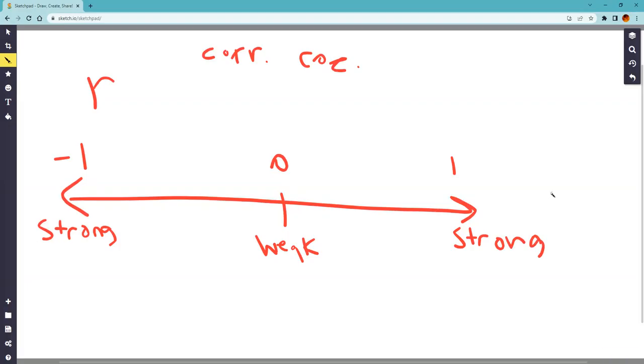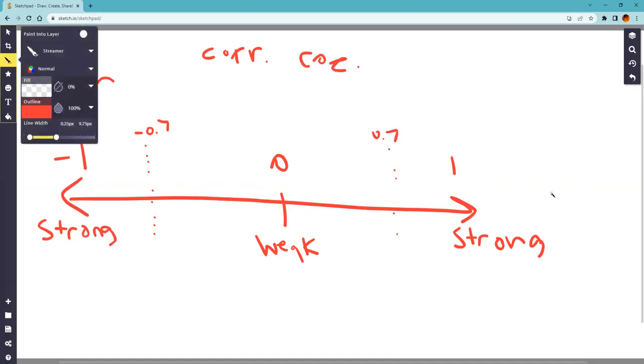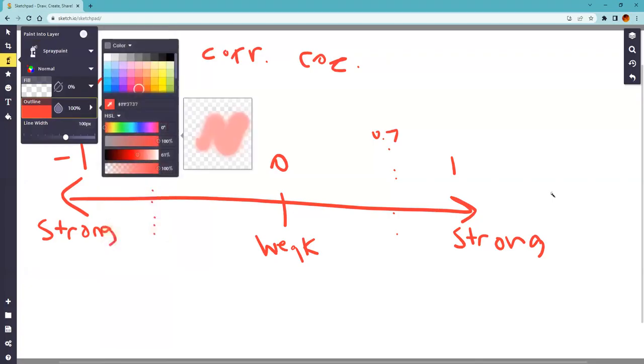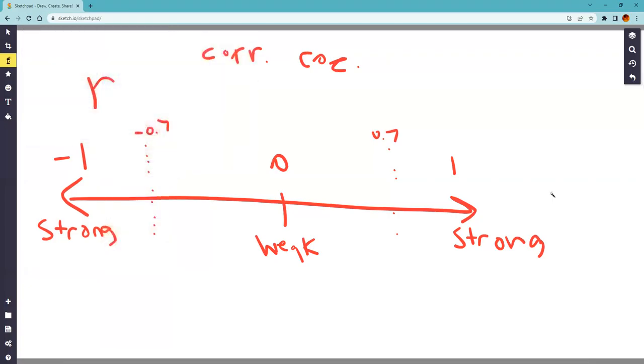We can mostly say that from 0.7 or -0.7 to, in this range, see, is there some kind of highlighter thing? I don't know, spray paint, maybe that would work. So in this range right here, pretty much, I don't know, that's kind of tacky. Sorry about that.